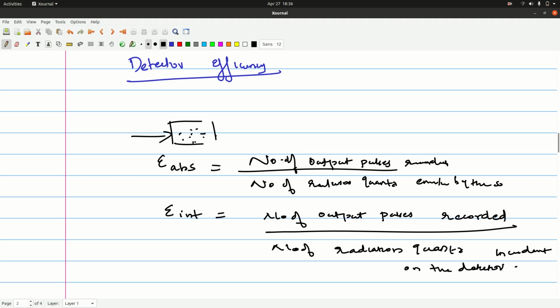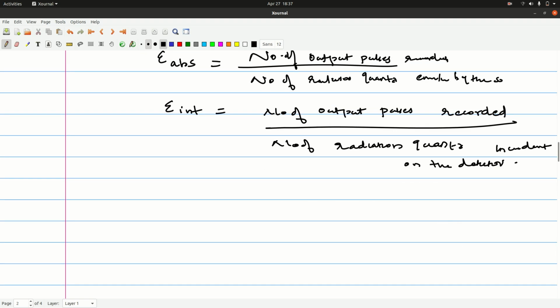It does not depend on the geometry or solid angle. All these depend on absolute efficiency. For intrinsic, it depends only on the detector and detector properties. It does not depend upon the solid angle. So what is the relation between epsilon intrinsic and epsilon abs?